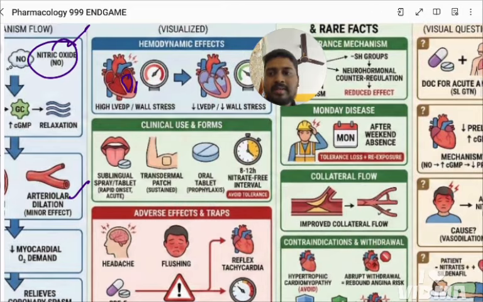So how is it used? It is used as sublingual. Very important. We discussed the sublingual part in routes of administration, topic number 4. That's why it has rapid onset and acute onset also. It can also be used as a transdermal patch for sustained effect, GTN.